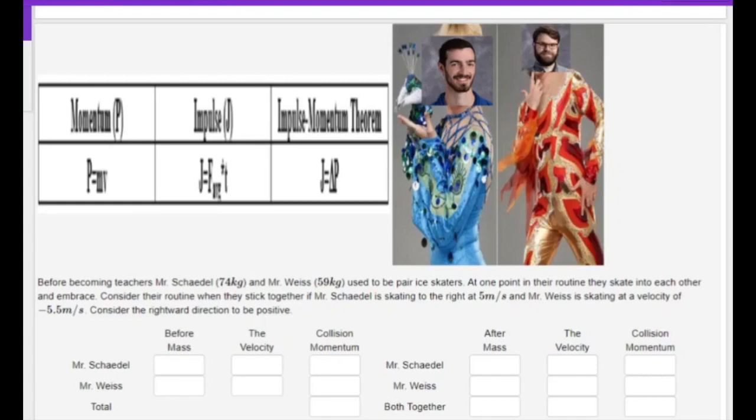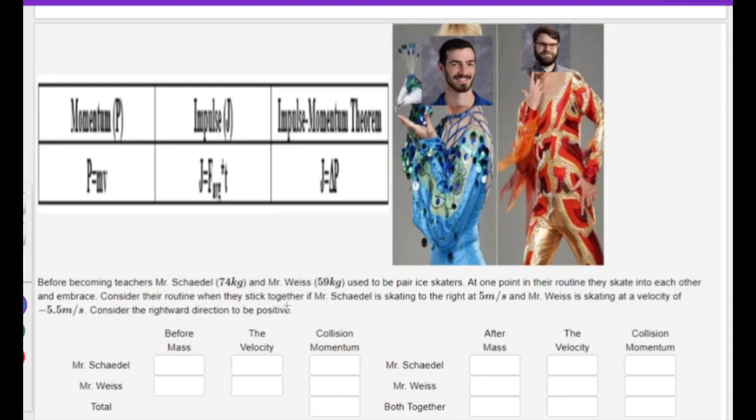Alrighty, guys, let's go ahead and take a look at this next problem here. So it says, before becoming teachers, Mr. Shadell, 74 kilograms, and Mr. Weiss, 59 kilograms, used to be an ice skating pair, as you can see above. At one point in the routine, they would skate into each other and embrace.